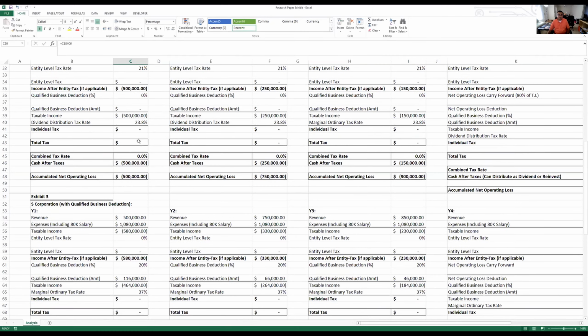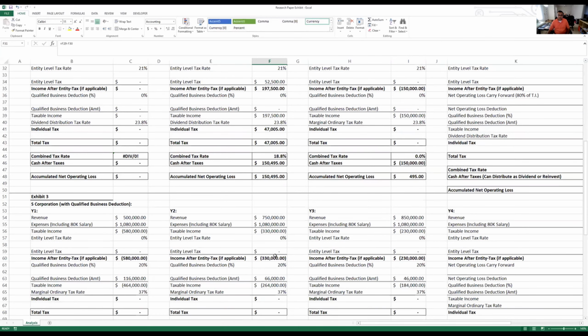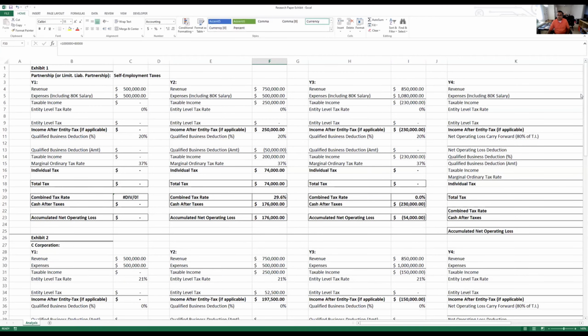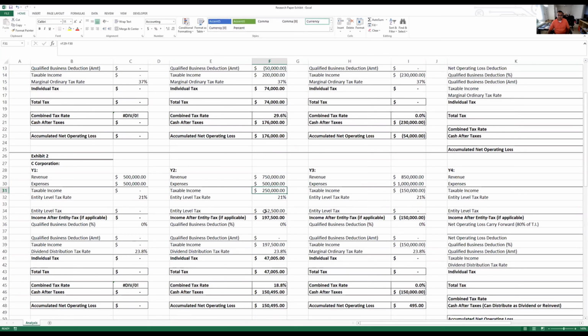If I did the same thing with a C corporation, let's see what would happen. So no income the first year. You just break even. Second year, I'm going from no income to a $250,000 gain. Now, here's the thing. I don't get a qualified business income deduction in my C corporation.